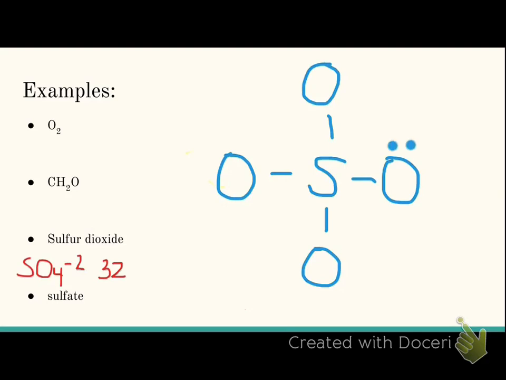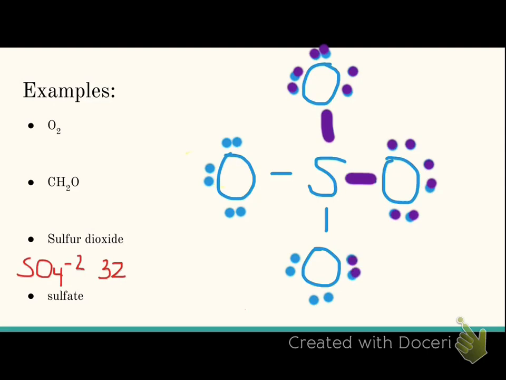So go ahead and fill everything. Now everything has an octet, so let's go back and count. 2, 4, 6, 8, 10, 12, 14, 16, 18, 20, 22, 24, 26, 28, 30, 32, which is what I want. So in this situation, do I need a multiple bond?